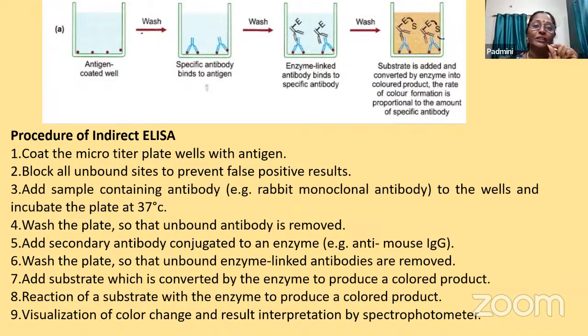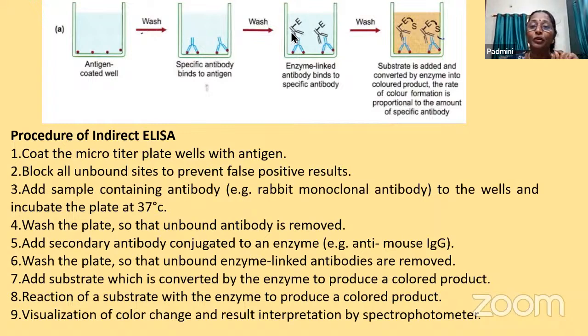Now, that antibody is going to get conjugated to this particular antigen. Once they have been conjugated, you're going to wash it with the buffer. Why? Any unconjugated antibodies are going to be removed from that solution. Then you're going to add a secondary antibody, which has been linked to an enzyme.